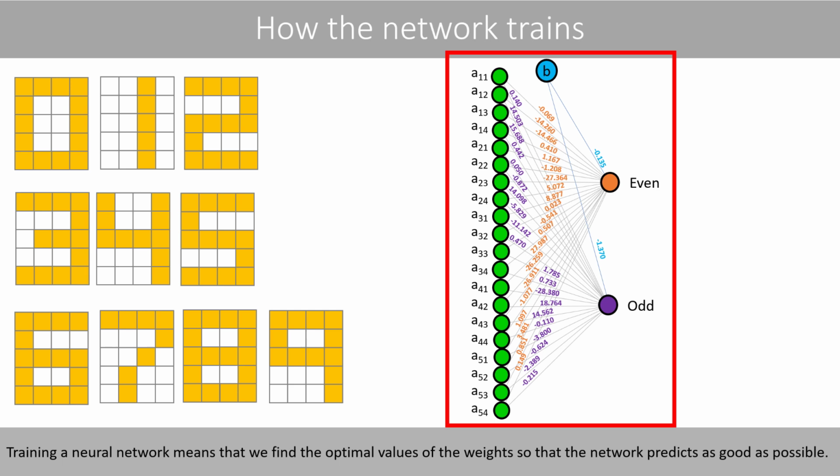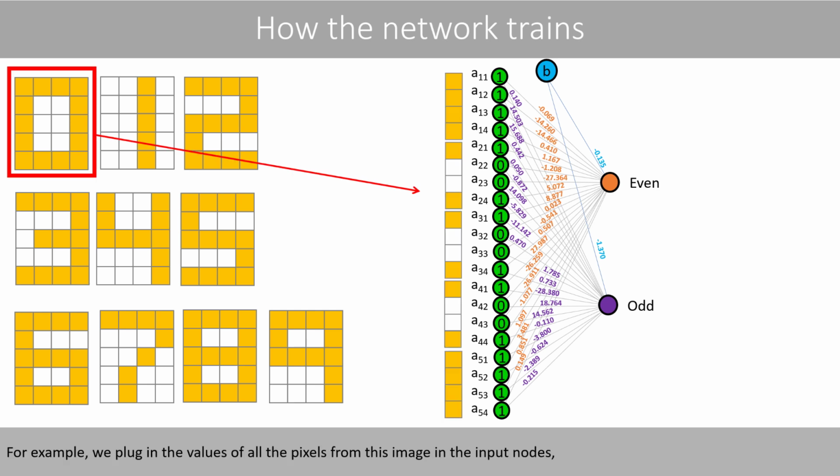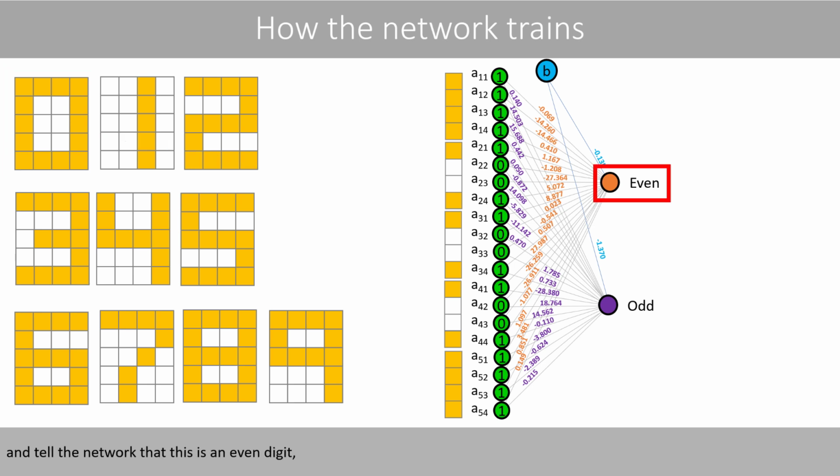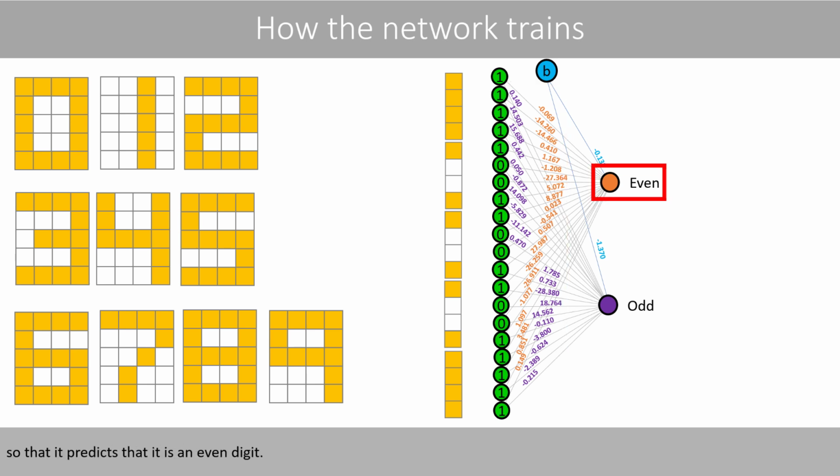Training a neural network means that we find the optimal values of the weights so that the network predicts as good as possible. To optimize the values of the weights, we let the network train on this data. For example, we plug in the values of all the pixels from this image in the input nodes and tell the network that this is an even digit.